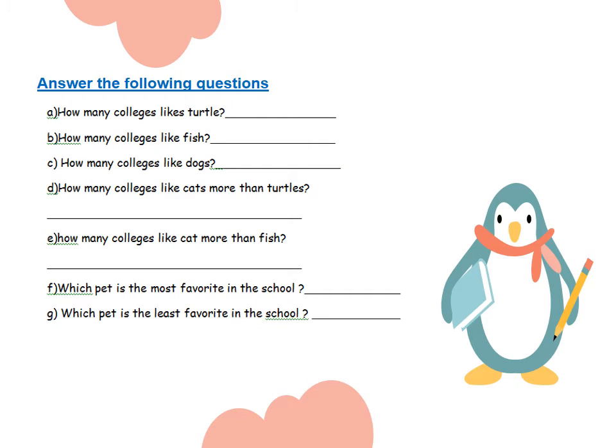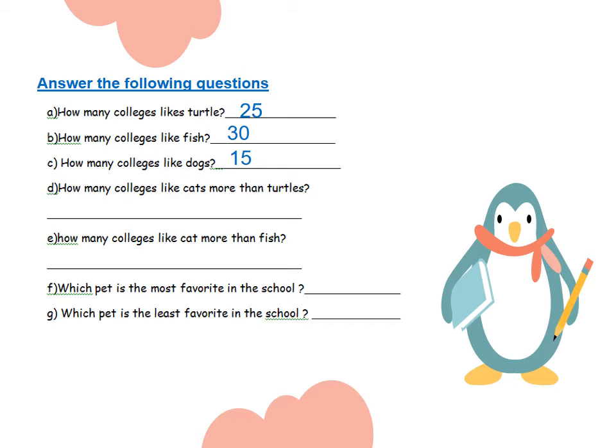Okay, my lovely primary 2. Answer the following questions. How many of Lara's colleagues like turtle? 25. Excellent. Get the answer from the graph. How many colleagues like fish? Look at the fish. 30. 30 students like fish. How many colleagues like dogs?